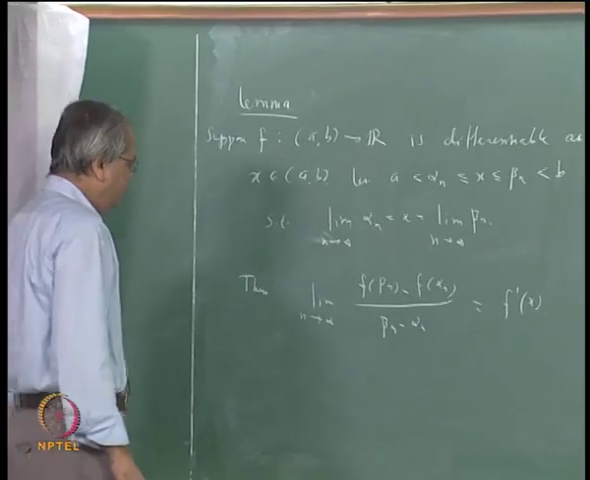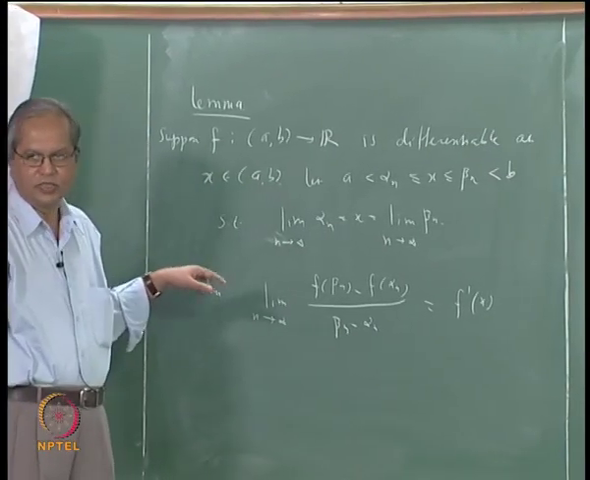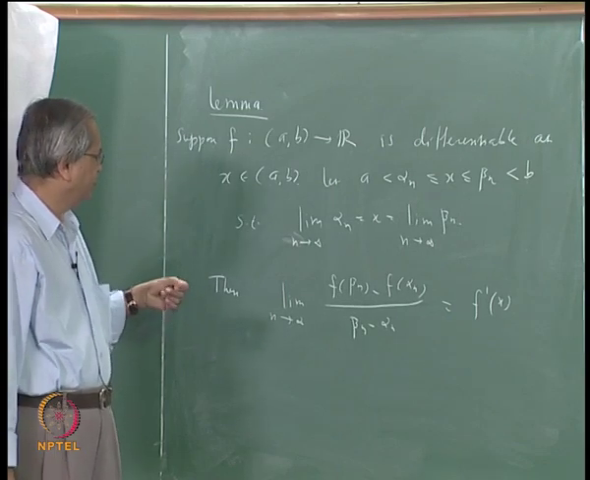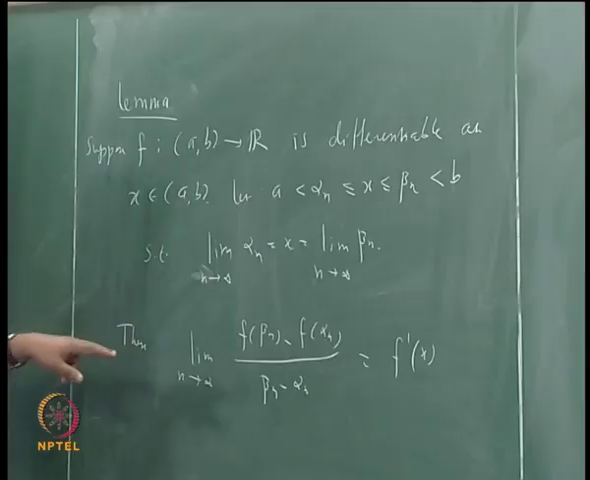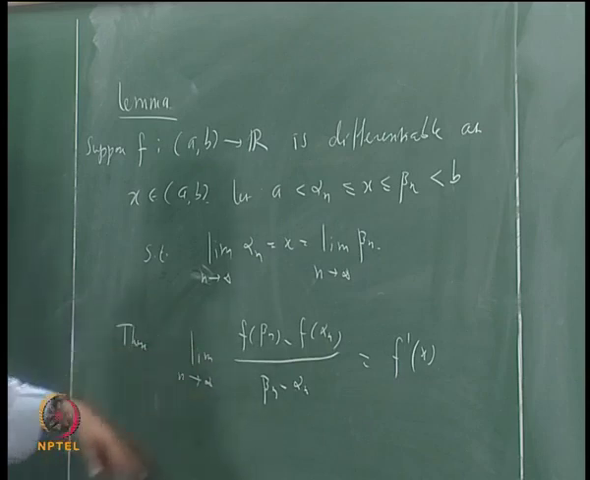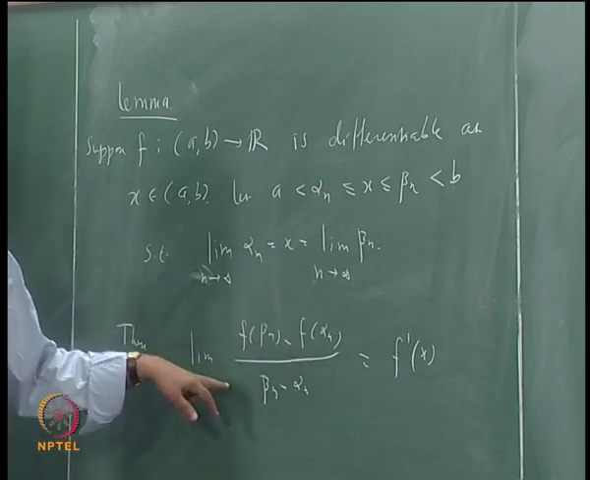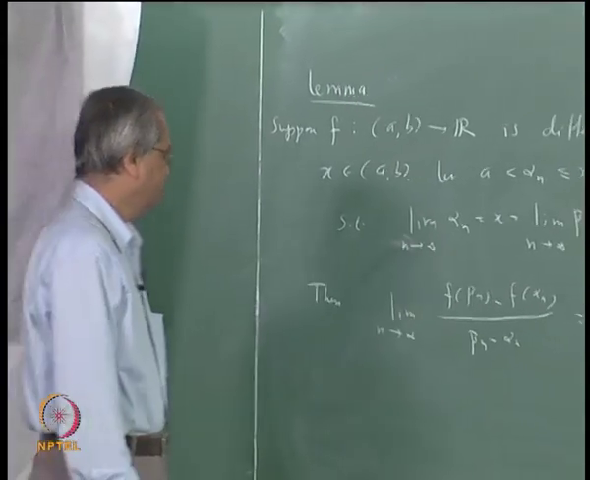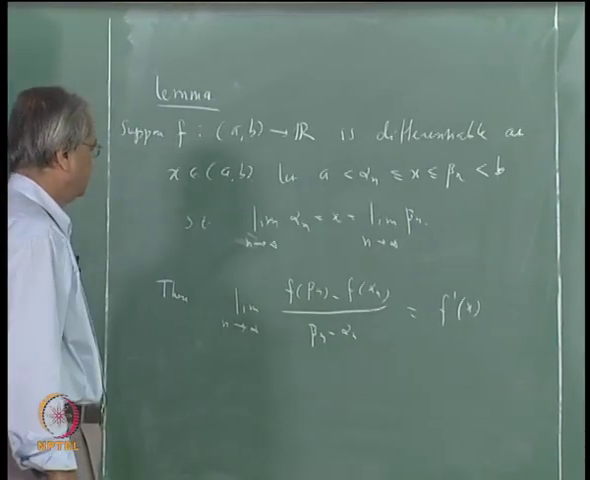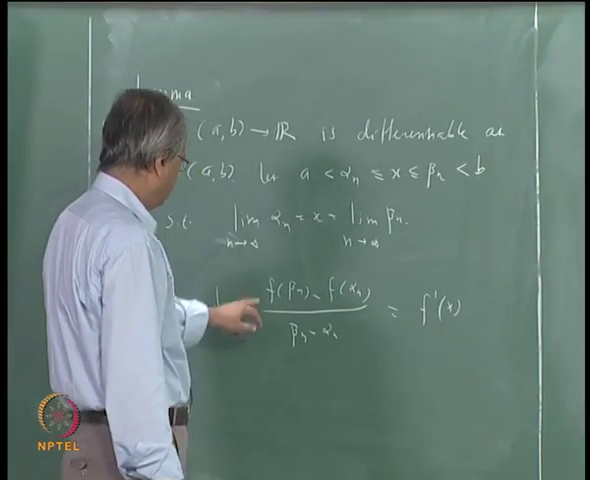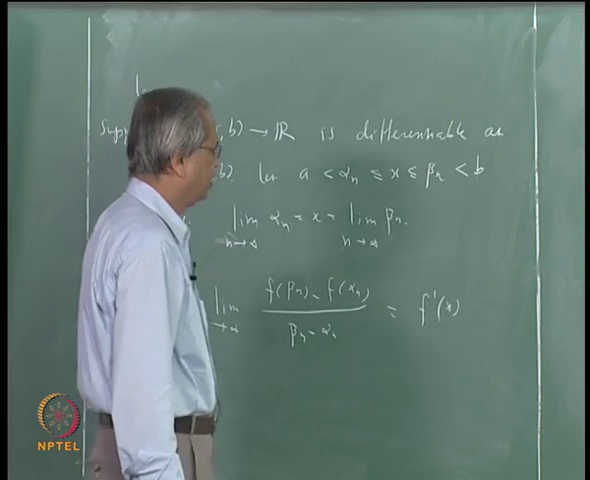Now what is the use of this lemma and why are we going through all this? The idea is very simple. Suppose we want to show that a function is not differentiable at some point, then that can be done by constructing two such sequences alpha_n and beta_n and showing that this limit does not exist. That is the idea. So let us now see how this is proved.